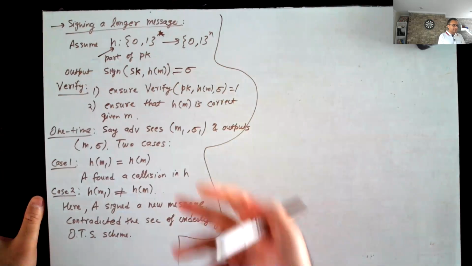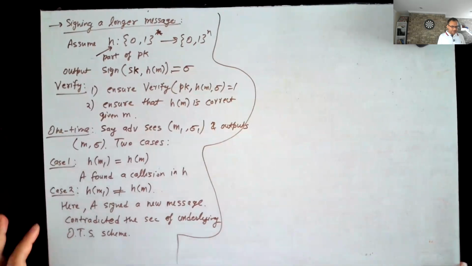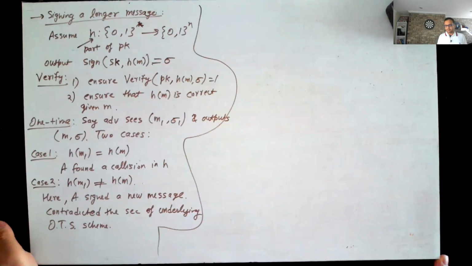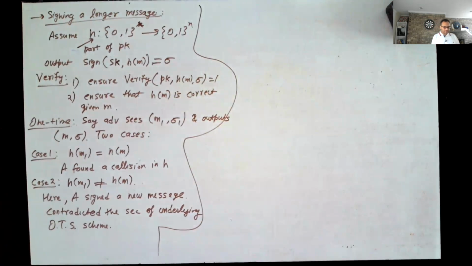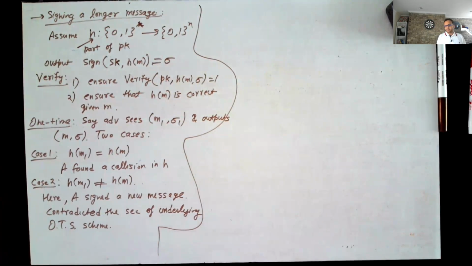And this is for one-time signature, but basically the same argument works even if you're signing multiple messages. Okay, so this basically allows us to extend our previous scheme to still one time, but now we can sign arbitrarily long messages. Okay, any questions?